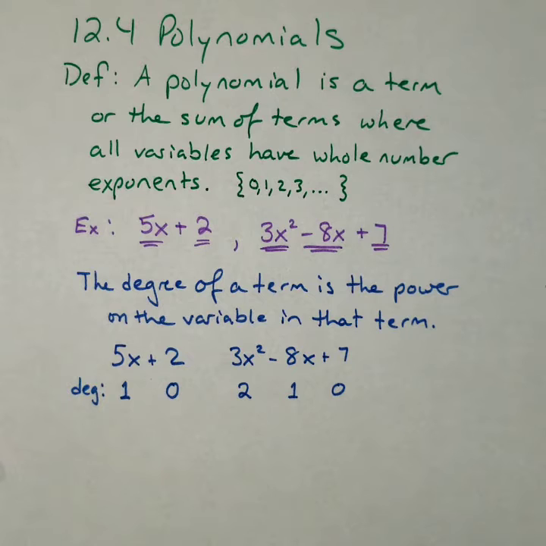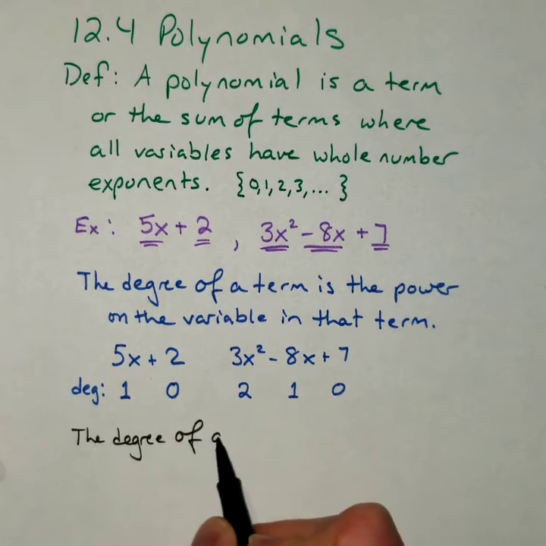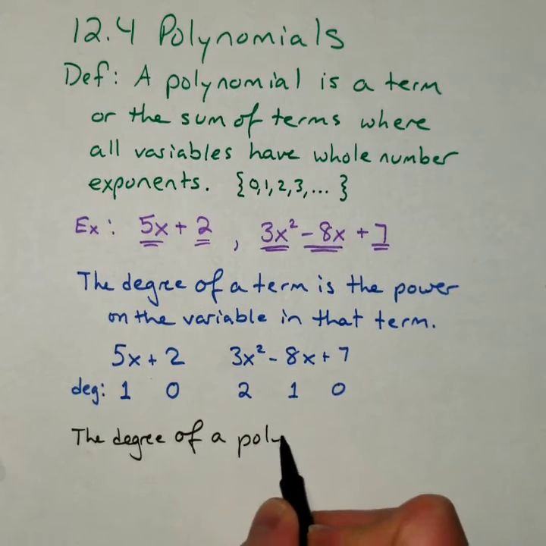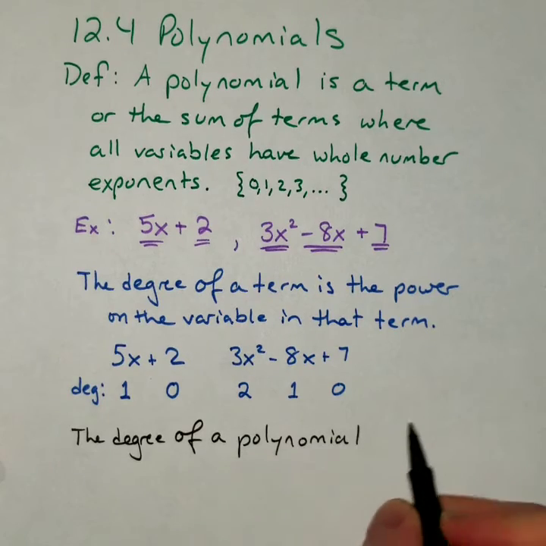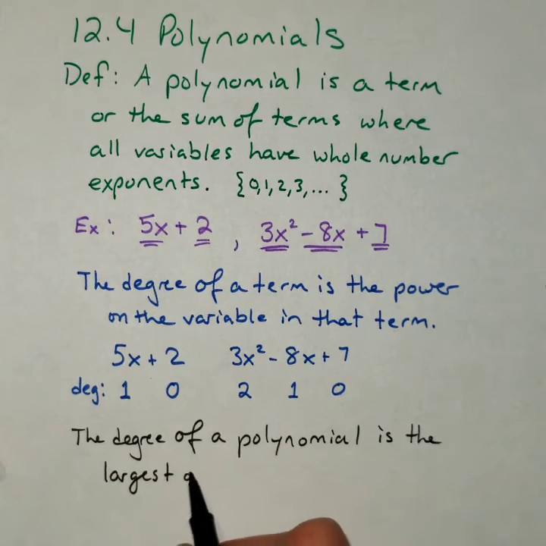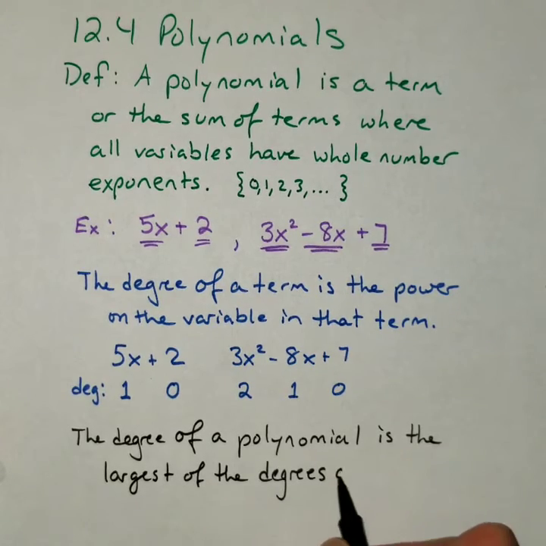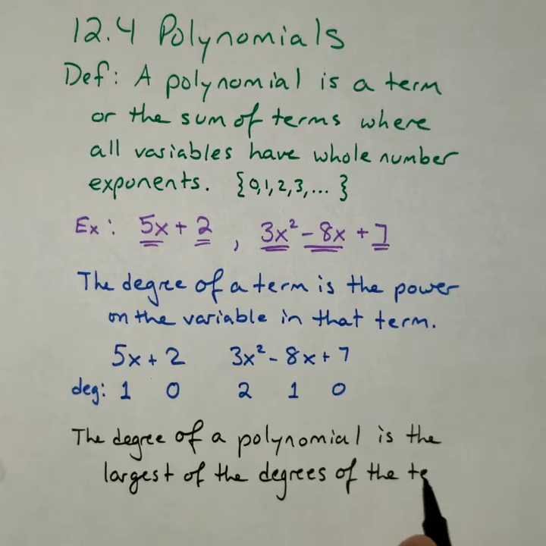Now, polynomials are actually categorized by their degree, and so we actually have a degree for the whole polynomial. The degree of a polynomial is the largest of the degrees of the terms. Okay, the largest one.